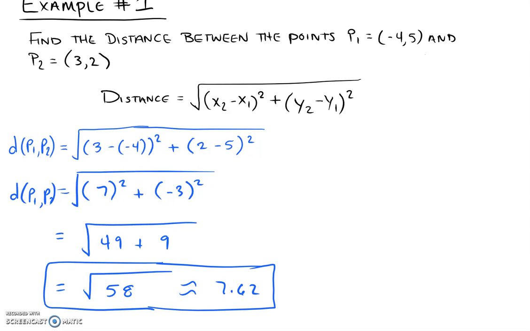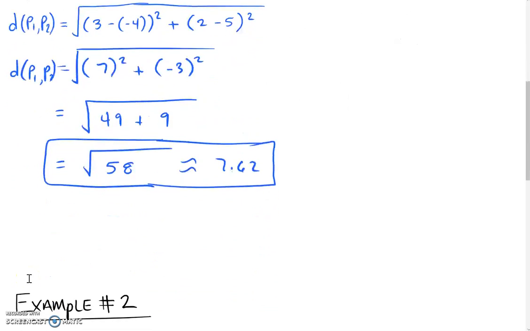Okay, so that was a pretty simple example. All we had to do was take those 2 points that were given to us, plug in those x's and those y's into the formula, and simply calculate that out. So let's look at example number 2.